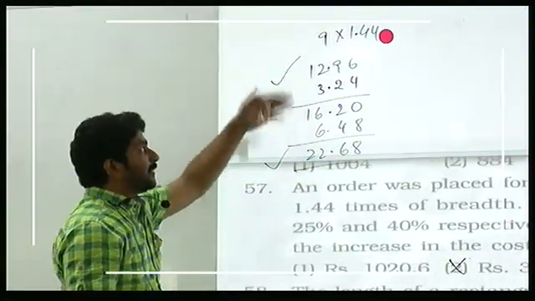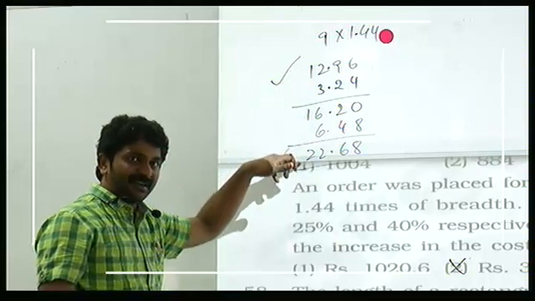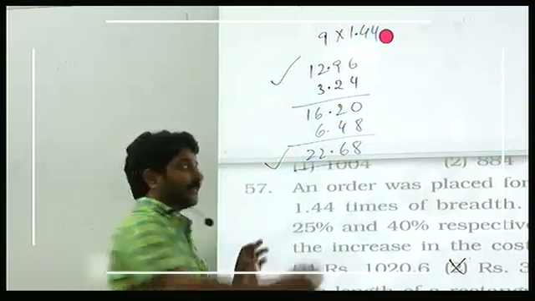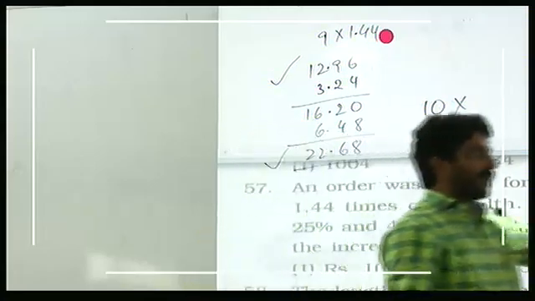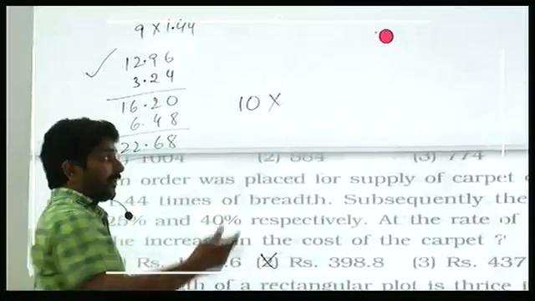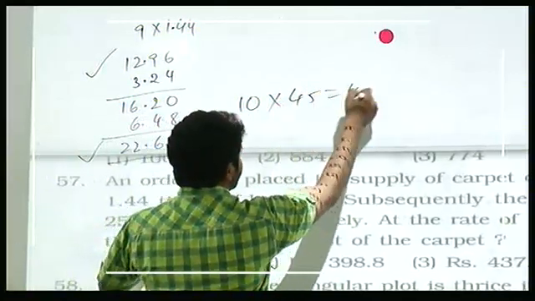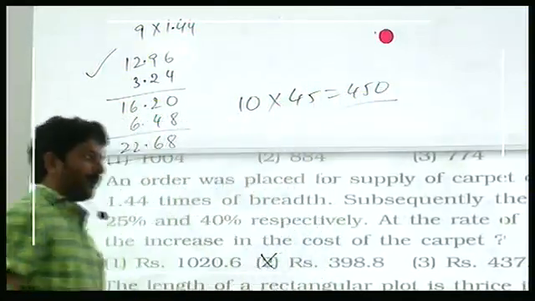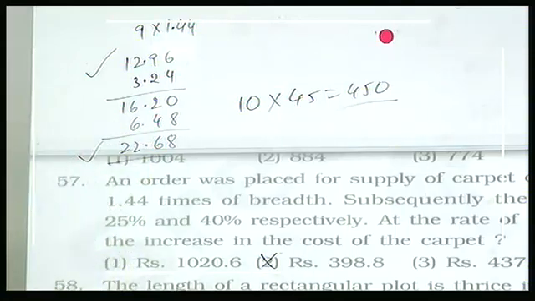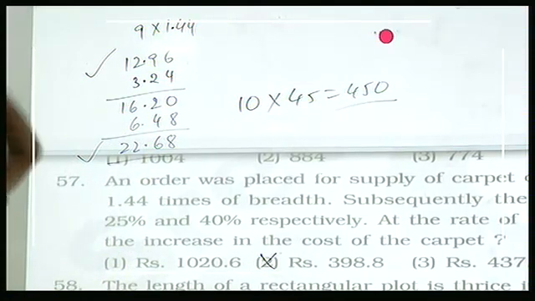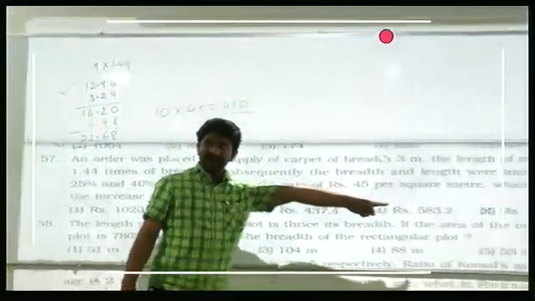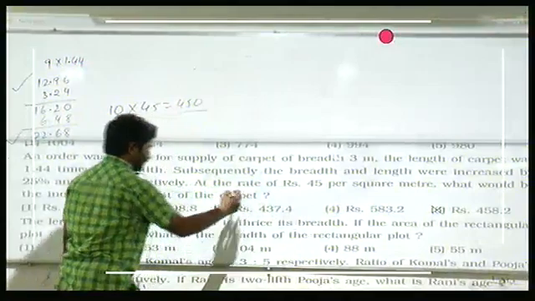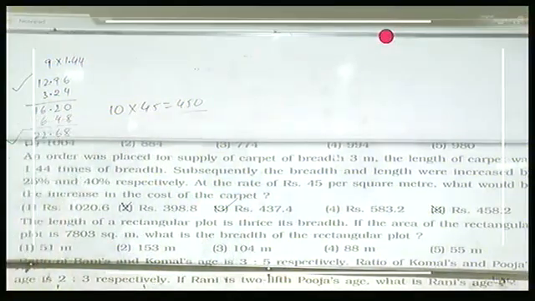So approximately 10 difference is there, right? And for every square meter, the price is 45. So 10 into 45, the answer should be nearby 450. How many options are nearby 450? Only this one, right? Because 50 is already eliminated, 50 cannot be your answer. So the answer should be 437.4.